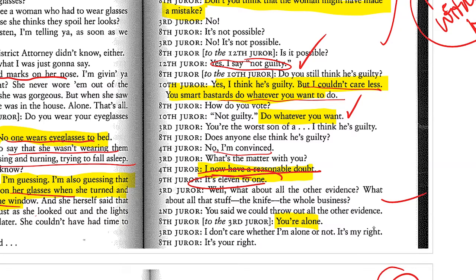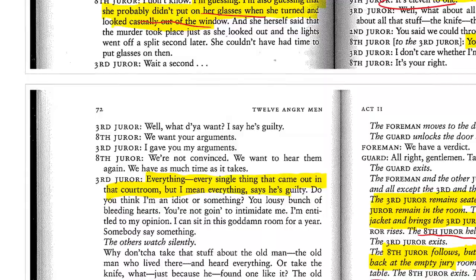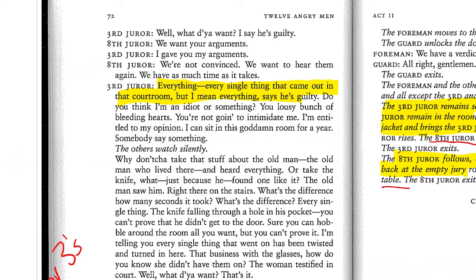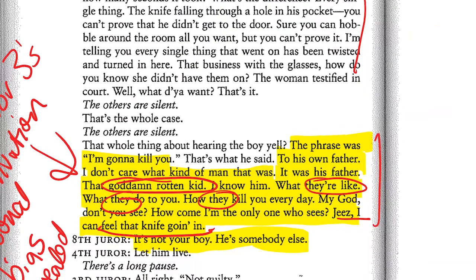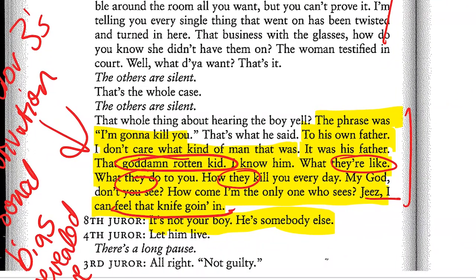And then he goes through, what about all the other evidence? But you said we could throw out the other evidence. But what about every single thing in the courtroom? I mean, everything says he's guilty. And he goes back through all of that other evidence, kind of dismisses their objections to it and comes back. The others are silent. But we find out what his true motivation is in this last thing he says right at the bottom here, which is that whole thing about hearing the boy yell, the phrase was, "I'm going to kill you." That's what he said to his own father.